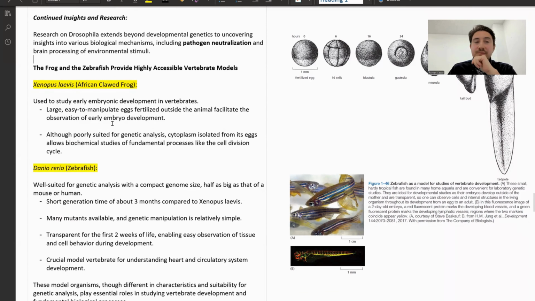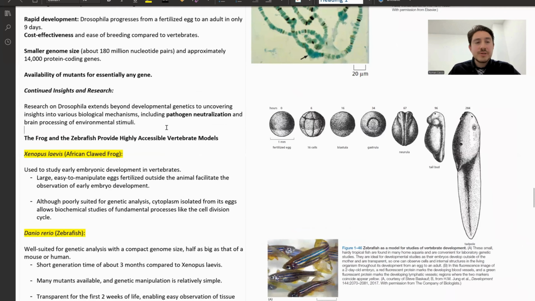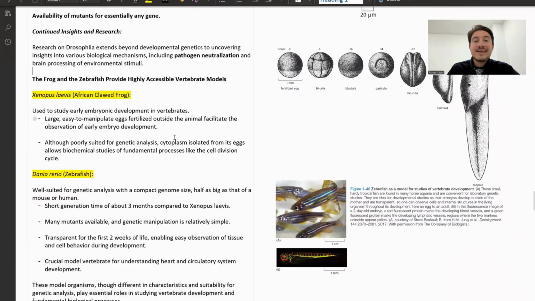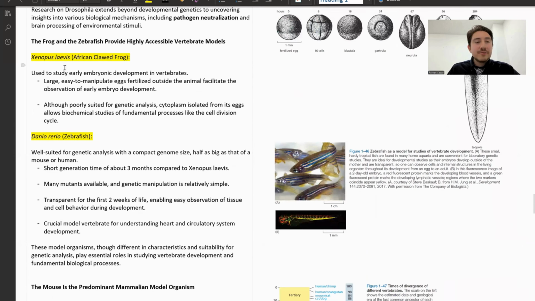Let's dive into amphibians and fish. Let me zoom out just to make sure that I'm showing you all the visuals. The frog and the zebrafish provide highly accessible vertebrate models. Talking first about Xenopus laevis, the African clawed frog, used to study early development.